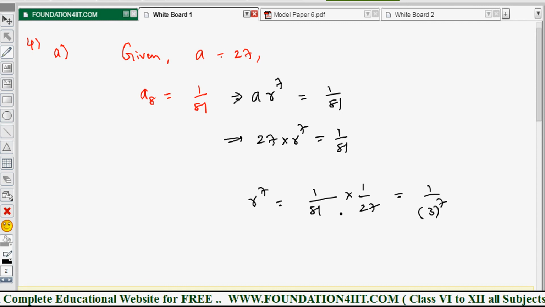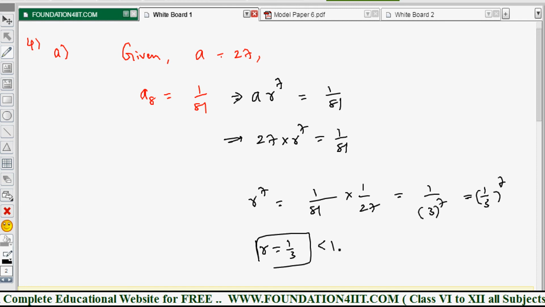So this is 1 by 3 to the power 7. 3 power 7 is 81 into 27. 81 is 3 power 4, 27 is 3 power 3. So r power 7 is 1 by 3 power 7. Then r is equal to 1 by 3, because we can write 1 by 3 whole to the power 7. So r is equal to 1 by 3.